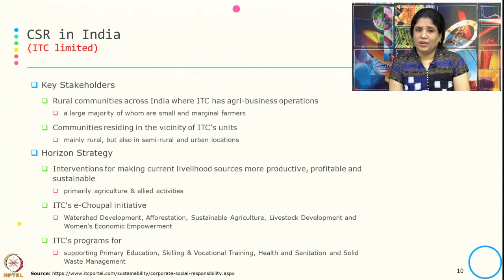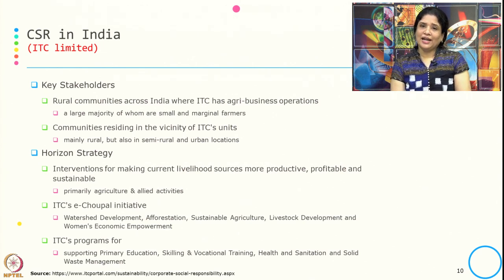Then coming to the second company, ITC, the key stakeholders here are rural communities across India, where ITC has agribusiness operations and a large majority are small and marginal farmers. The communities residing in the vicinity of ITC units are mainly rural, but also semi-rural and urban locations. They take a twin horizon strategy, making current livelihoods more productive, profitable and sustainable, and the focus area is primary agriculture and allied activity.